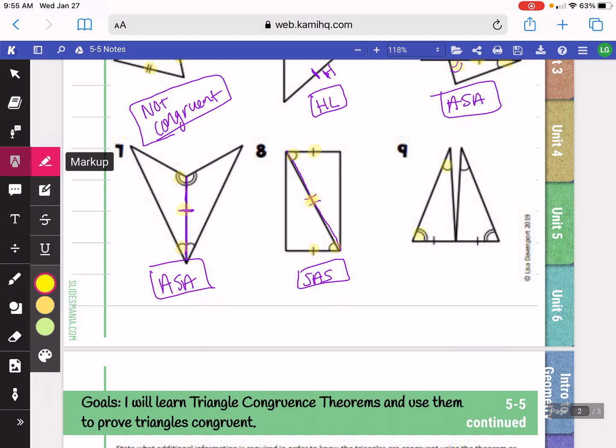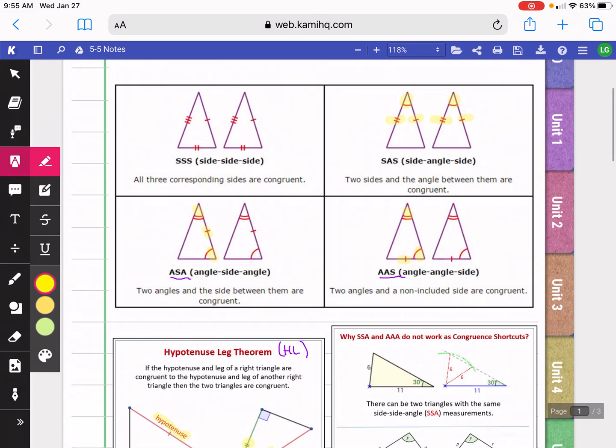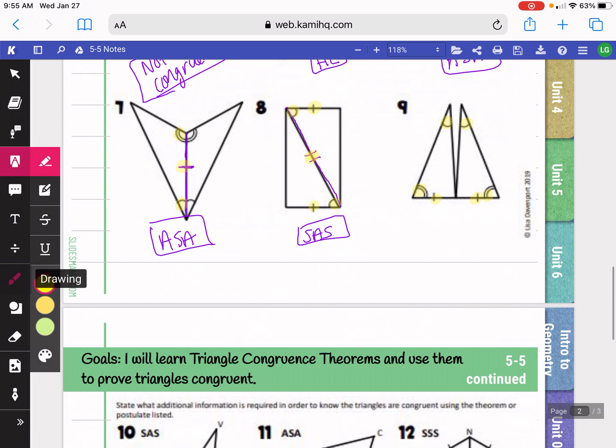Here we have angle, angle, side, angle, angle, side, which is one of our theorems. So those are congruent by angle, angle, side.